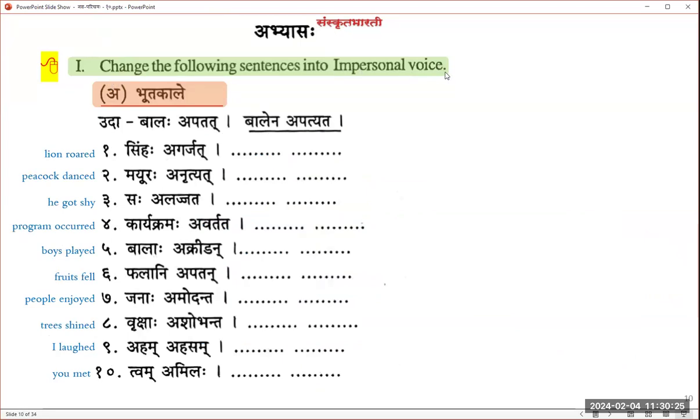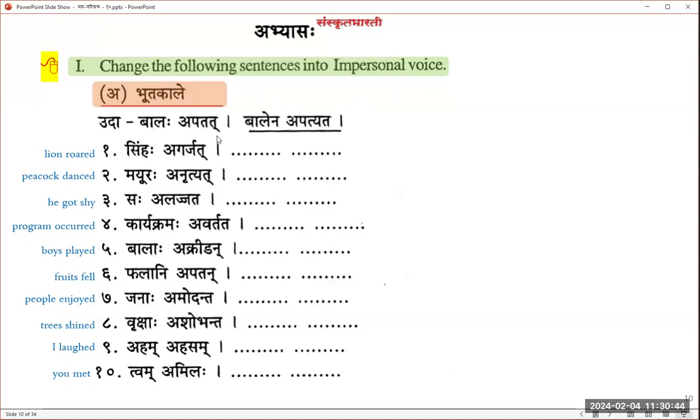Change the following sentences into impersonal voice. So some more exercise for us, following the new teaching. Now they have used other lakaras and Krudantas perhaps. So the Bhutakale, first example, they have stuck to Bhutakala. So I think it's all lung forms.